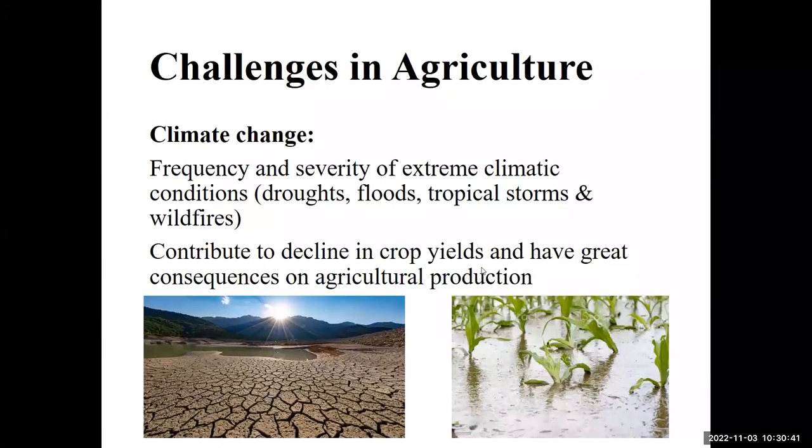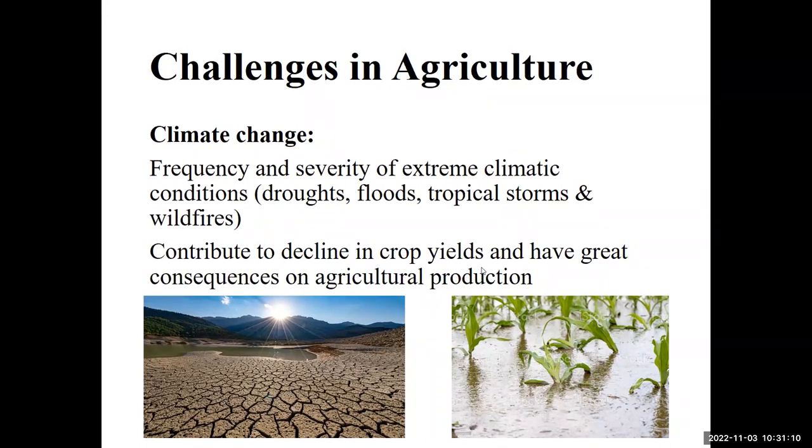Now, what are the challenges in Africa? I'm just going to go through a few major ones. We have climate change, and we've been experiencing it here in Kenya where there's a lot of drought. So the frequency and severity of extreme climatic conditions, that is droughts, which we're experiencing, floods, tropical storms, and wildfires contribute to decline in crop yields and have a great consequence on agricultural production and food security.